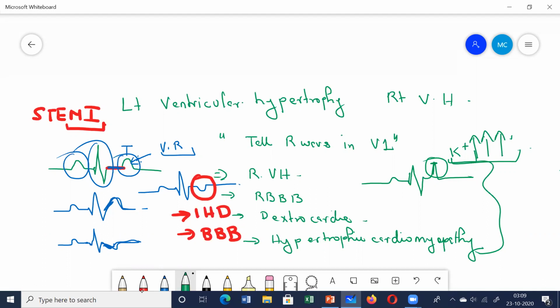Just now I told you about the ST segment. This red part is your ST segment. So what do you understand by the QT interval? The QT interval is this entire interval, right from the beginning of the QRS complex to the end of the T wave. See, this part from the end of the QRS complex to the beginning of the T wave was your ST segment, and from the beginning of the QRS complex to the end of the T wave is your QT interval.